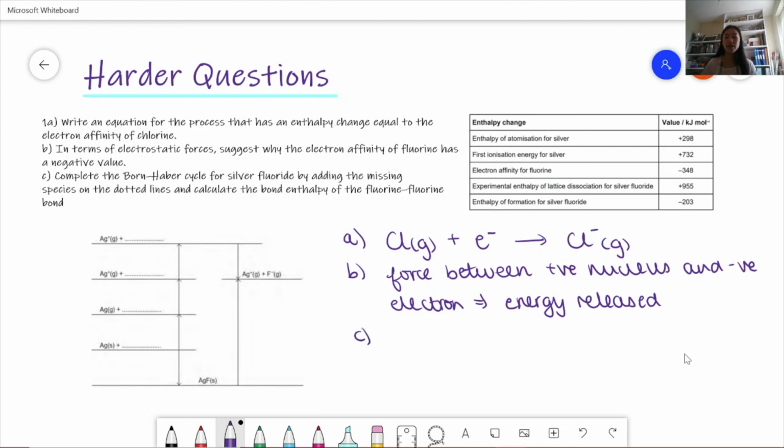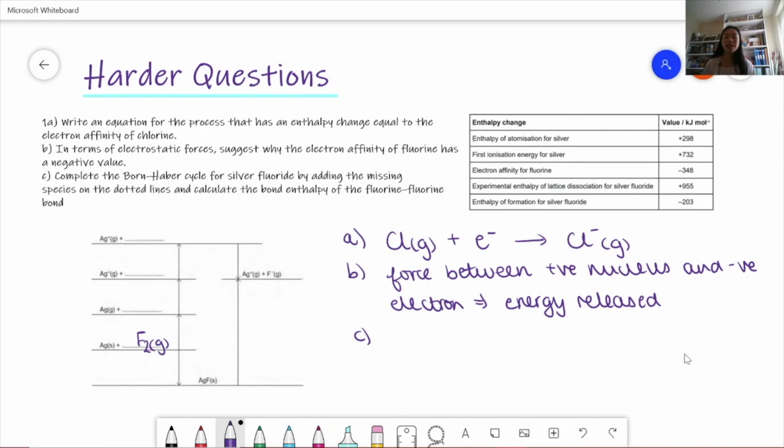And then for C, complete the Born-Haber cycle for silver fluoride by adding the missing species on the dotted lines and calculating the bond enthalpy of the fluorine-fluorine bond. Okay, so at the bottom we always start with the enthalpy of formation. So we're trying to form the silver fluoride, and so the other thing we need is fluorine. And fluorine exists as a diatomic molecule, so F2, and it's also a gas.